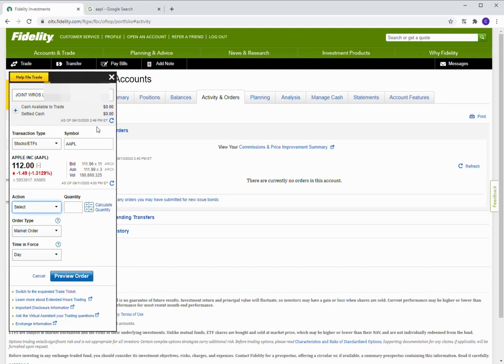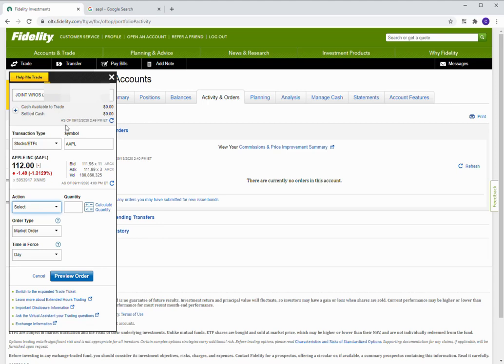So for example, let's just say we had just made a $100 transfer from our checking account to our Fidelity account. If we just did it, we would see cash available to trade would be $100 and settled cash would be $0. And that's just because the actual physical transfer of the funds has not happened yet. But on good faith, Fidelity will go ahead and move the transaction forward for you on the assumption that the money is coming. So those are those two bits there.